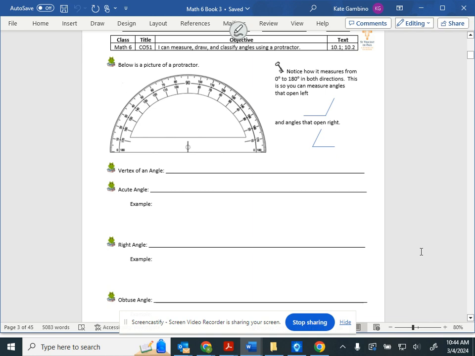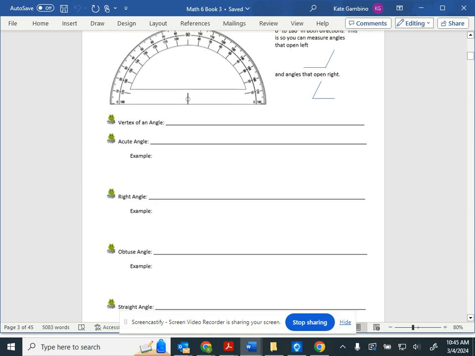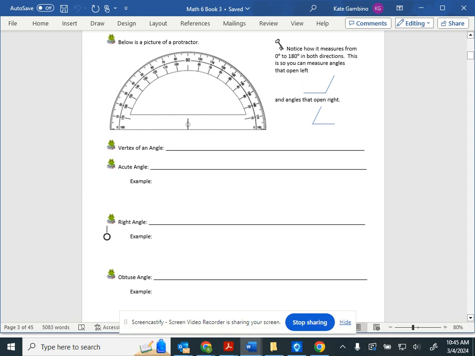We have some angles that open up to the left, some angles that are the opposite way. So it depends on which direction your angle is going as to which part of the protractor you're going to start with. When we start to measure, we have to pay attention to where that angle point is. So when we line up my protractor, I have the big, huge yellow one. I'm going to put the angle point, that vertex, right in the middle of my protractor.